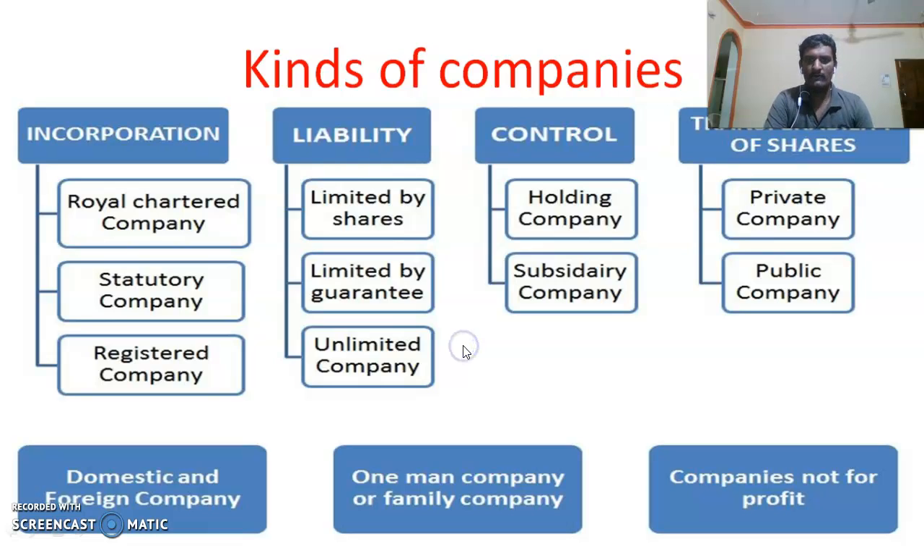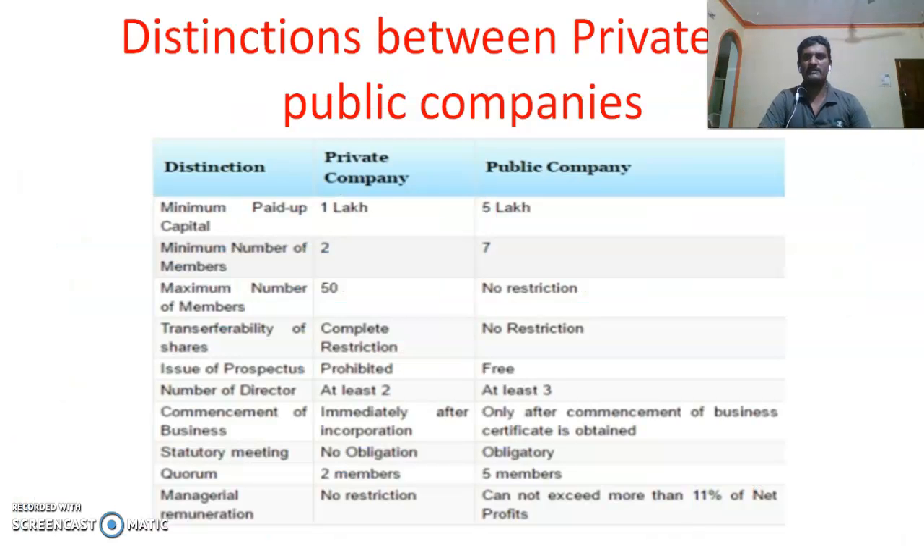And now let me go for the discussion on the distinctions between private and public companies. These are the most important topic. Here the private and public companies can be classified on the basis of points. The basis for distinctions are given here. Minimum paid up capital: for a private company, there should be a minimum of 1 lakh paid up capital, and for a public company, there should be a minimum of 5 lakh.